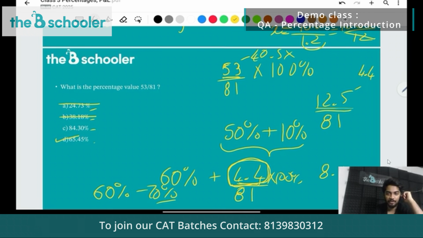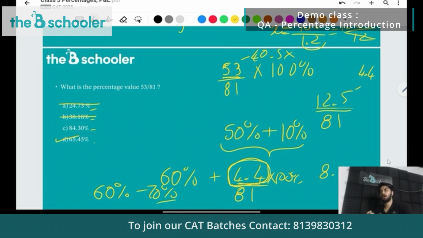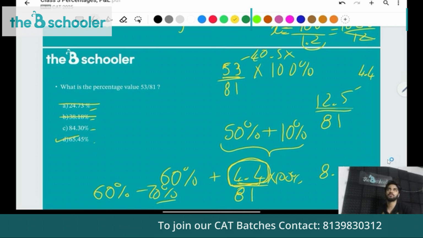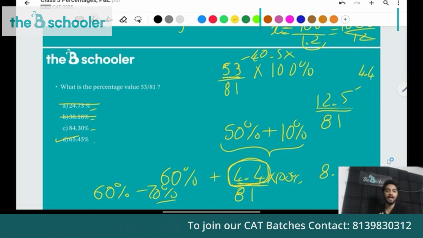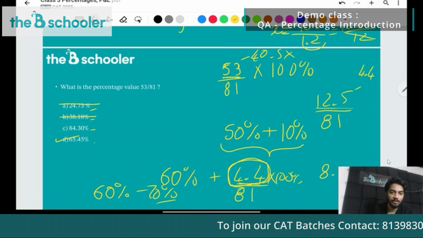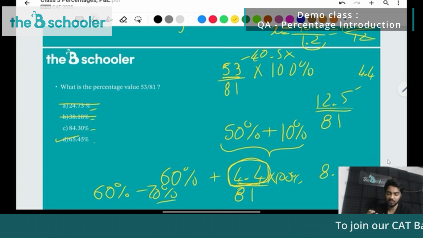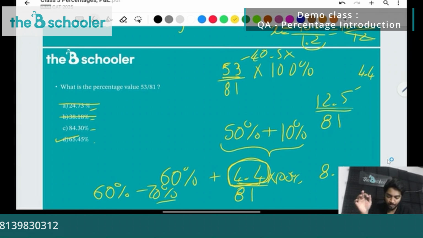So in CAT, out of 22 questions, close to 17 to 18 questions, you will have options. So when a question like this comes, anyway they are not going to ask you the value of this one, but when you come to a place where the answer is the percentage value of 53 by 81, rather than going and calculating and wasting time, in your mind you can see, okay, it is above 40.1, that means the answer is going to be above 50 percentage.